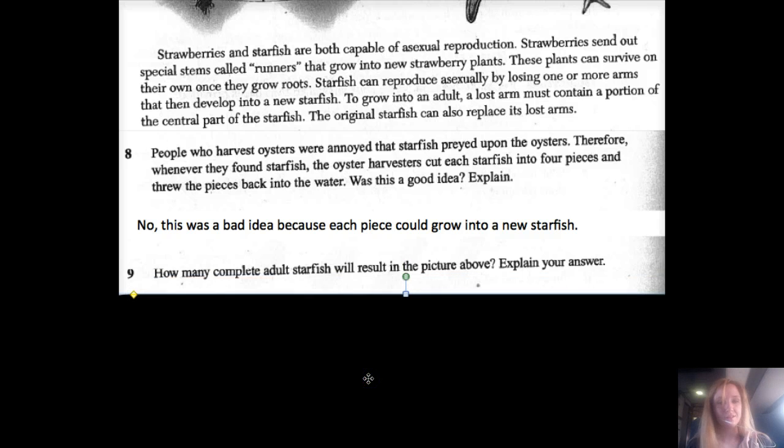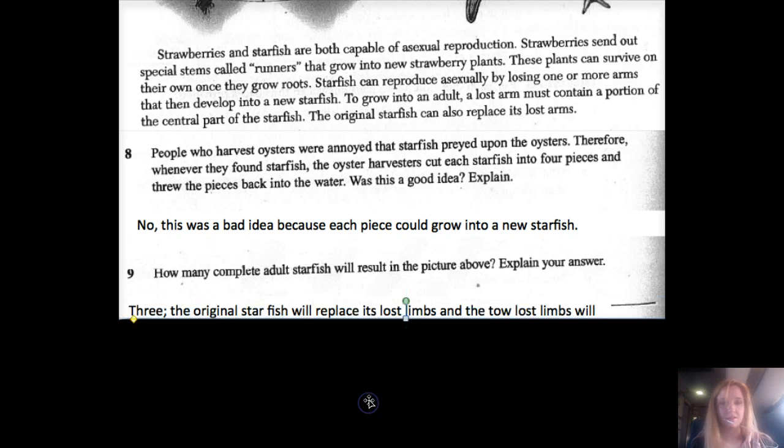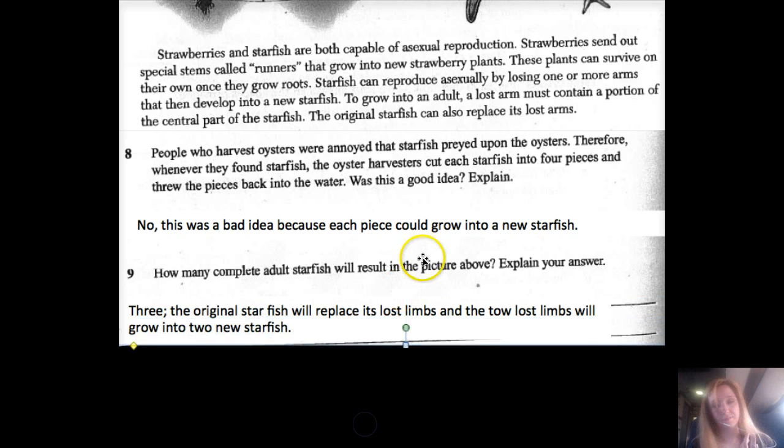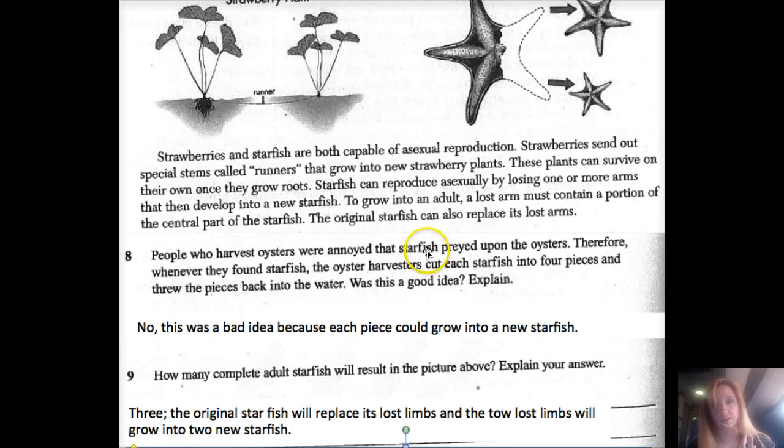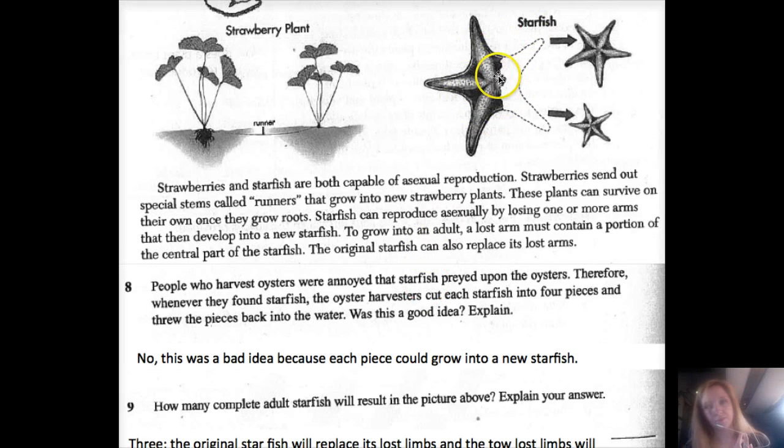How many complete adult starfish would result in the picture above? Explain your answer. So 3. All right, so let's look at this first before we go on explaining. We have the starfish, right? And it lost a portion. It had part of the central portion of the starfish in there, right? And this one had part of the central portion.